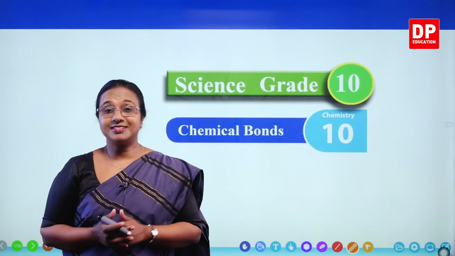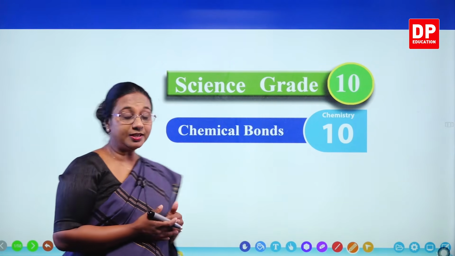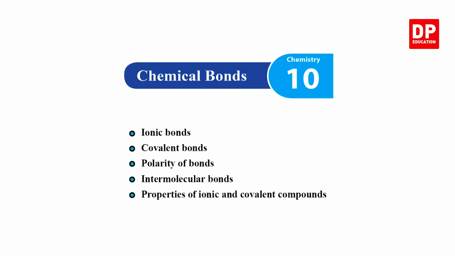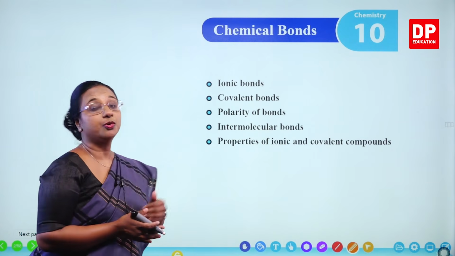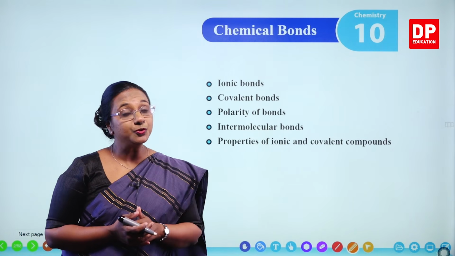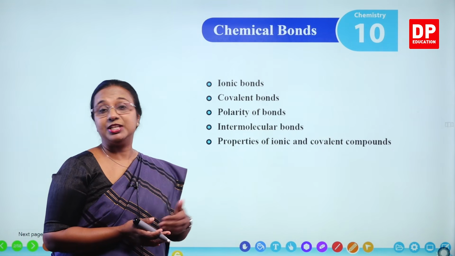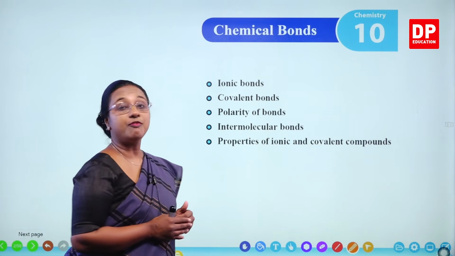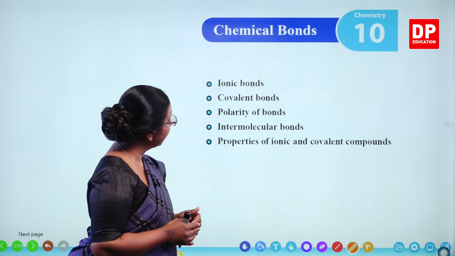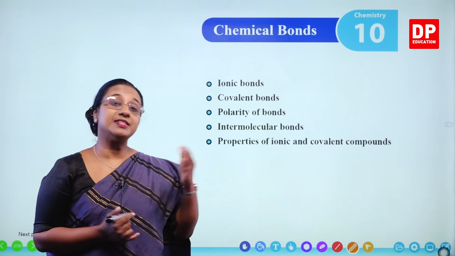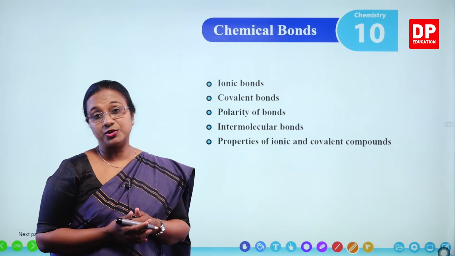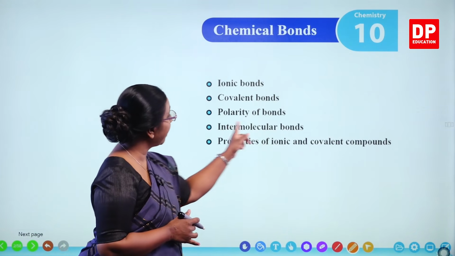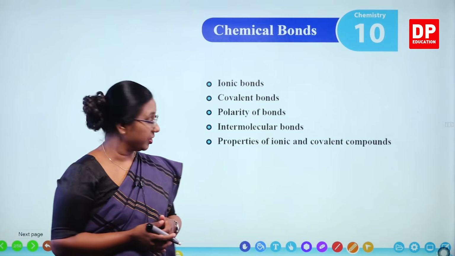With that introduction, I will move on to the contents of the lesson, chemical bonds. Under that, we will be discussing ionic bonds and covalent bonds. Those are the two main types of bonds that you need to understand in this lesson. Then the polarity of bonds. When it comes to covalent bonds, there are polar bonds as well as non-polar bonds. So we will relate that under polarity of bonds.